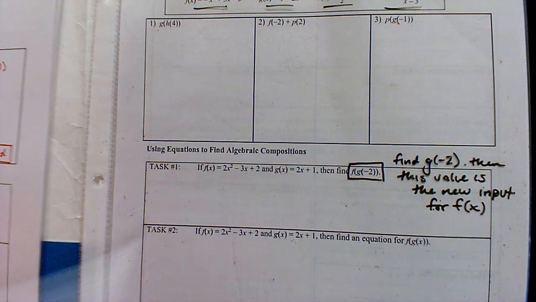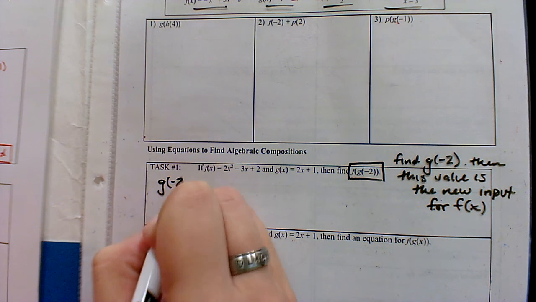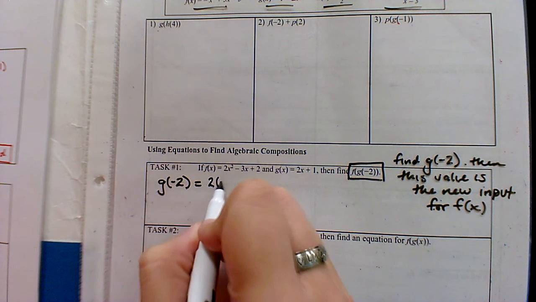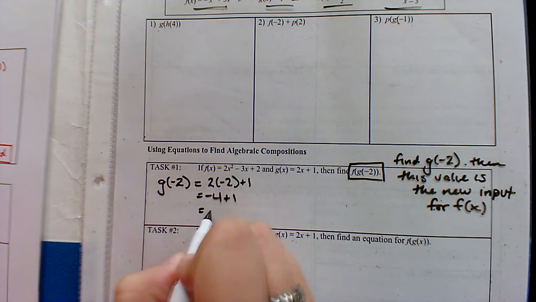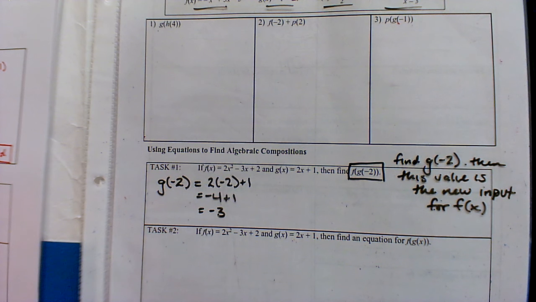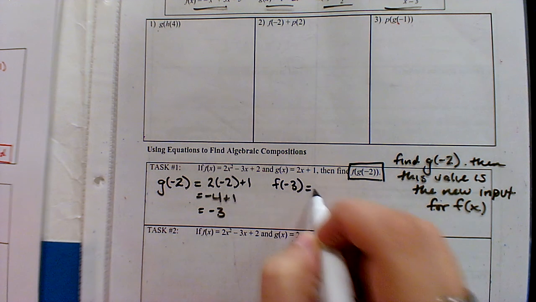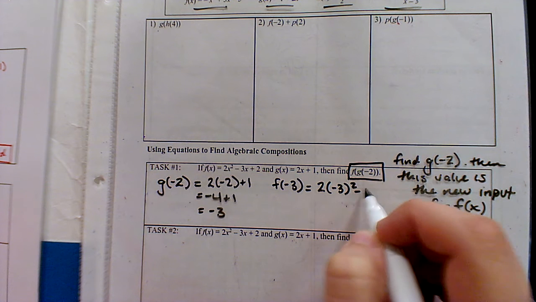All right, so we kind of did these yesterday. Let's see if we can dig deep and do another one today. If you were to plug in -2 into the g equation, it looks like we got -3. So this -3 is the new input, the new x value for the f equation. So let's go ahead and plug in -3 into the other equation we have.